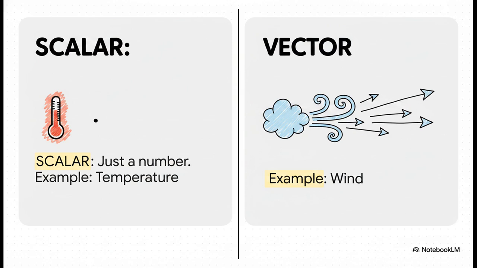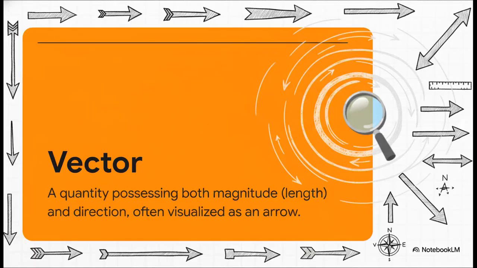But on the other side, you have vectors. And a vector has a number, a magnitude, but it also has a direction. It's not enough to say the wind is blowing at 15 miles per hour. You have to know which way it's blowing. North? South? That direction is crucial. So, the vector, that's our key building block.